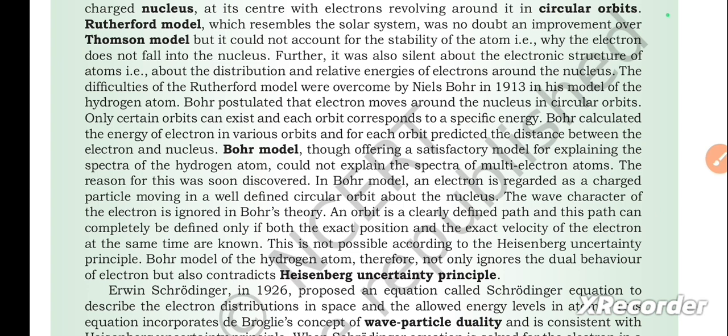In the Bohr model, an electron is regarded as a charged particle moving in a well-defined circular orbit about the nucleus. The wave character of the electron is ignored in Bohr's theory. An orbit is a clearly defined path, and this path can completely be defined only if both the exact position and the exact velocity of the electron at the same time are known. This is not possible according to the Heisenberg uncertainty principle. The Bohr model of the hydrogen atom therefore not only ignores the dual behavior of the electron but also contradicts the Heisenberg uncertainty principle.